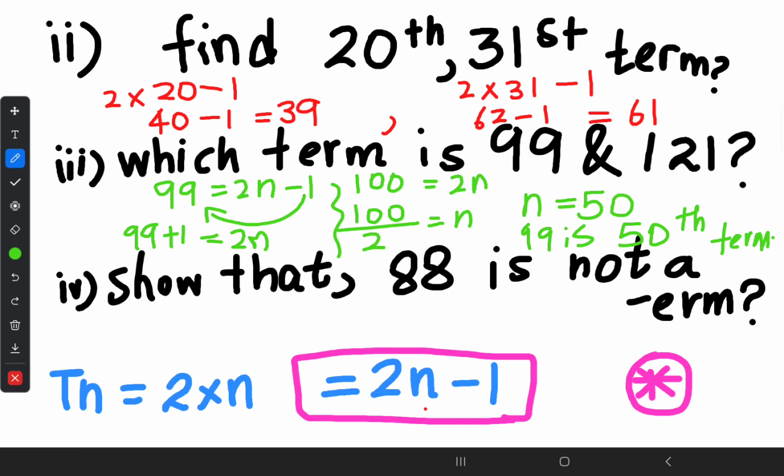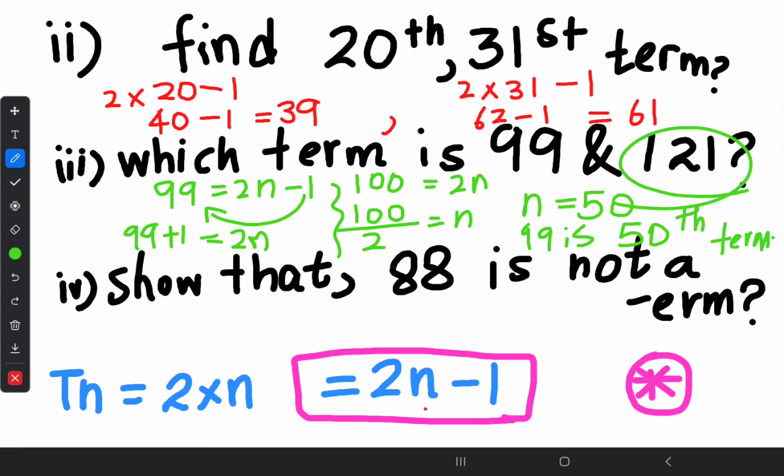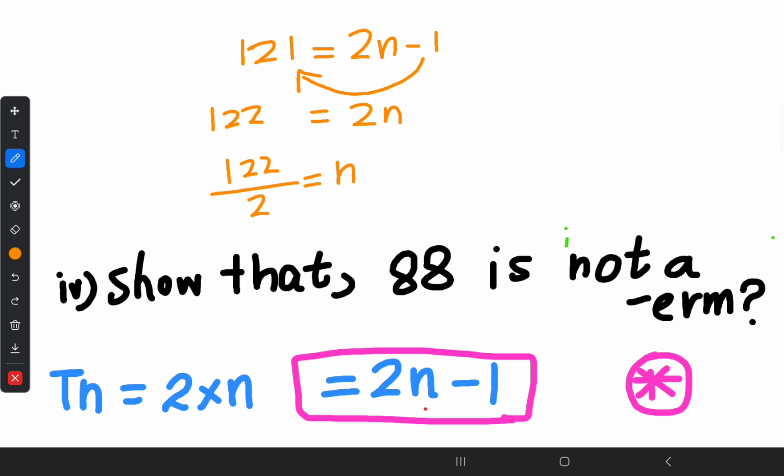The same thing we have to apply for 121 as well. Here I explained for 99. Similarly, you should find for 121 as well. So we have to check which term 121 is. 121 equals 2n minus 1. We bring the negative 1 as positive 1, so it will become 122 equals 2n. Then 122 should be divided by 2. That will give you n equals 61. So then you have to write that 121 is the 61st term of this number pattern.